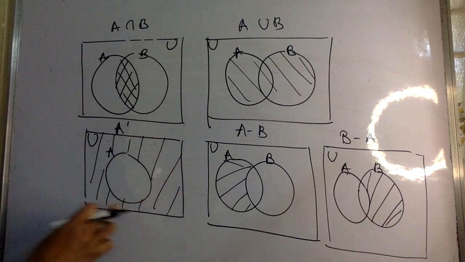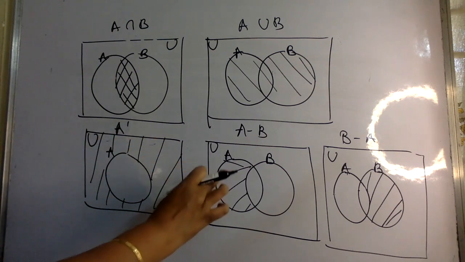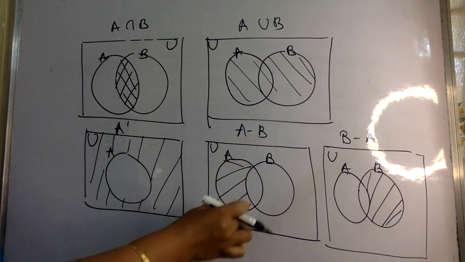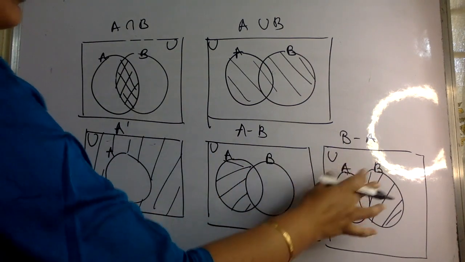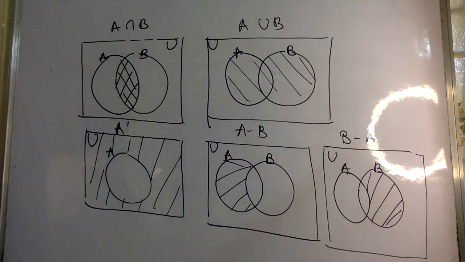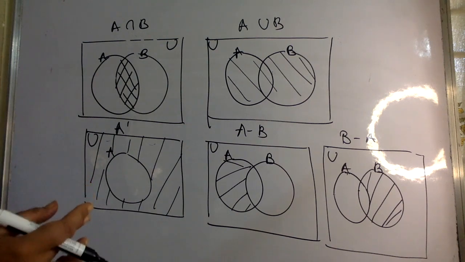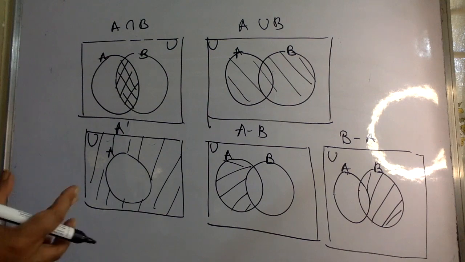A complement is this outside A. A minus B, only that part of A which does not take B. B minus A, only that part of B which does not take A. Remember, we can have Venn diagrams even for 3 sets, and more than 3 sets too.